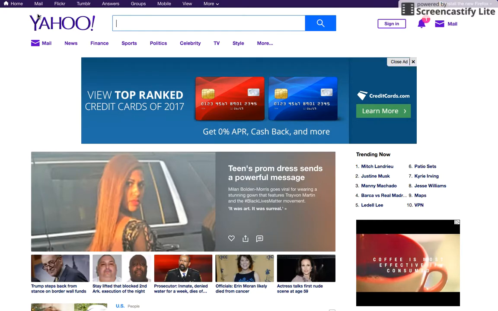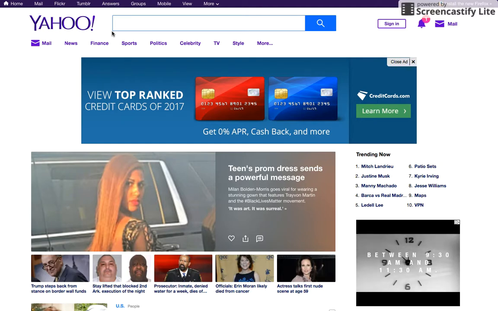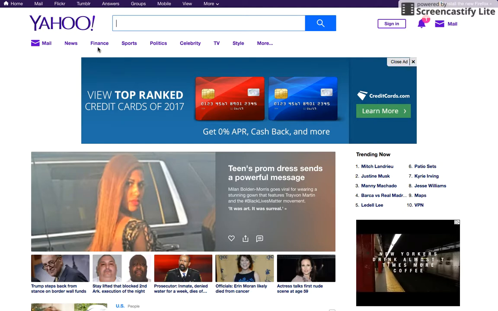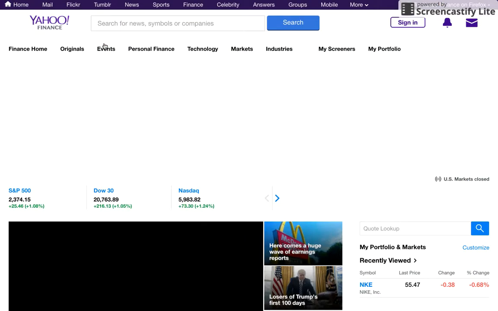The first thing you want to do is go to your web browser and open up Yahoo. You can Google Yahoo Finance, or you can go to Yahoo and then click on this link right here that says Finance. So we're going to go to that now.